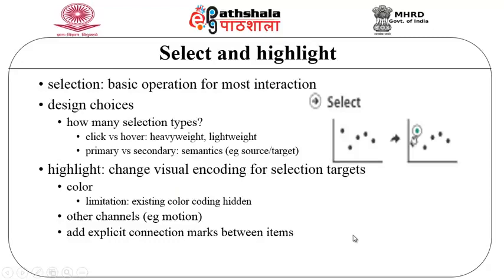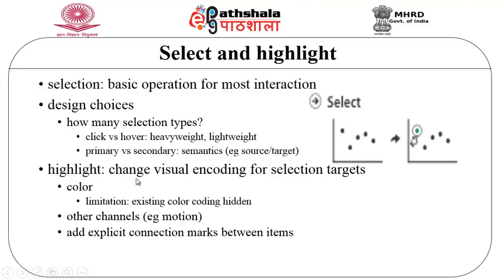Selecting and highlighting a particular component. The selection is a basic operation for most interaction. So there are various design choices in that. How many selection types are there? There are click versus hovering selection types. Heavyweight can be lightweight. Then primary versus secondary selection types, where semantics are also associated with it, which is a source or the target.